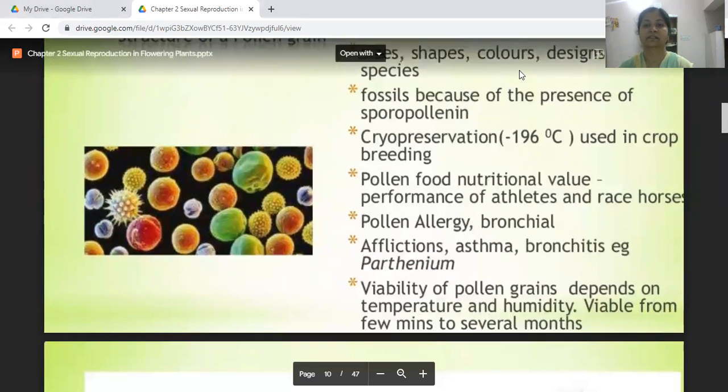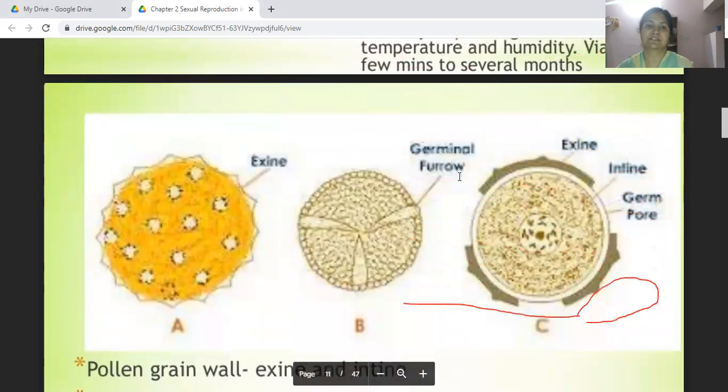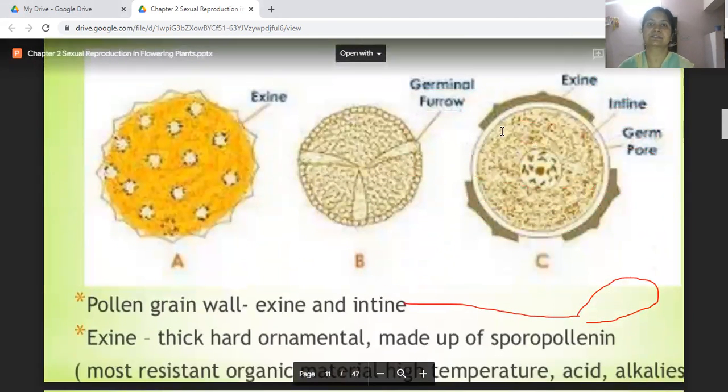Viability, that means the time period till which the pollen grains can be germinated, is called viability. It is very large for Leguminaceae, Rosaceae and other plants, but in paddy and rice, it is only 30 minutes. Now, this is the structure of pollen grains.